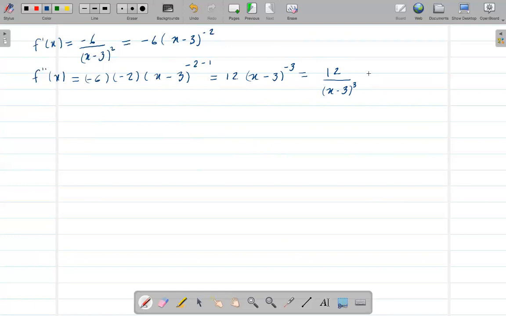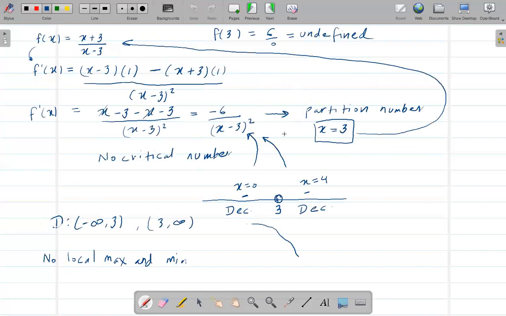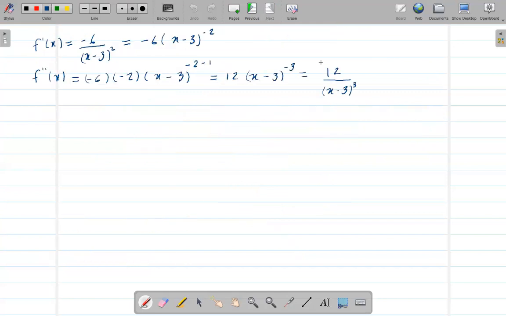All right, so from here now, again, we have a fraction here. So the same thing we did here for a critical number, we have to do the same thing here for inflection point. So I can find the inflection point from this f double prime, right?